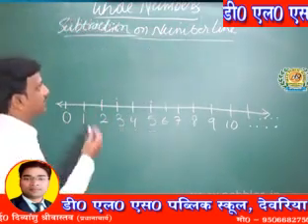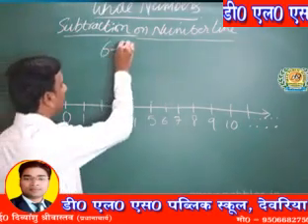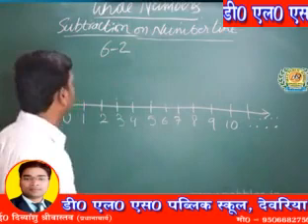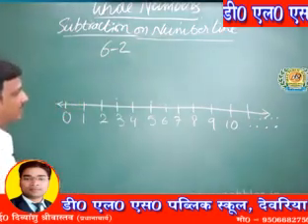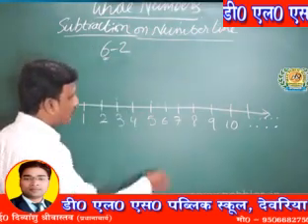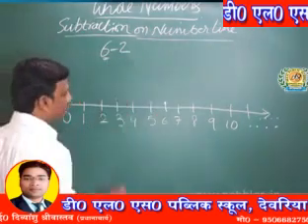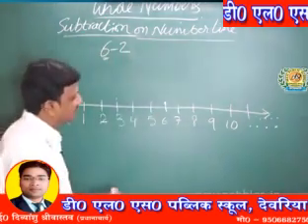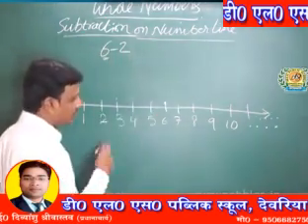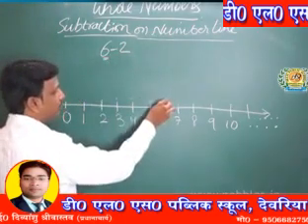Let us see the subtraction on number line. Let us subtract some whole numbers using a number line. 6 minus 2. Subtraction of whole numbers on a number line. So 6 minus 2, the first digit is 6. Now go to 6 on the number line. Minus 2, we have to move 2 positions. In which direction? To the right or to the left? As this is a subtraction, we have to move to the left side.